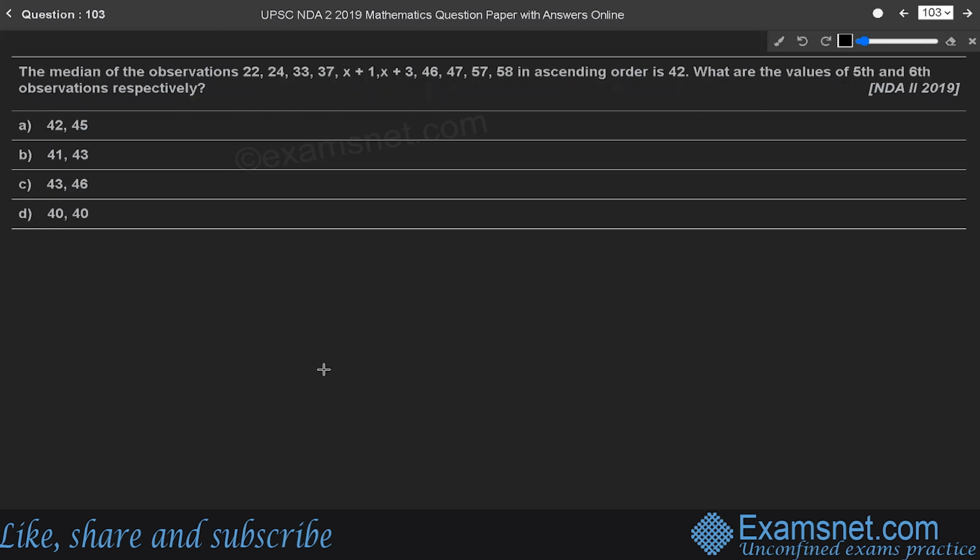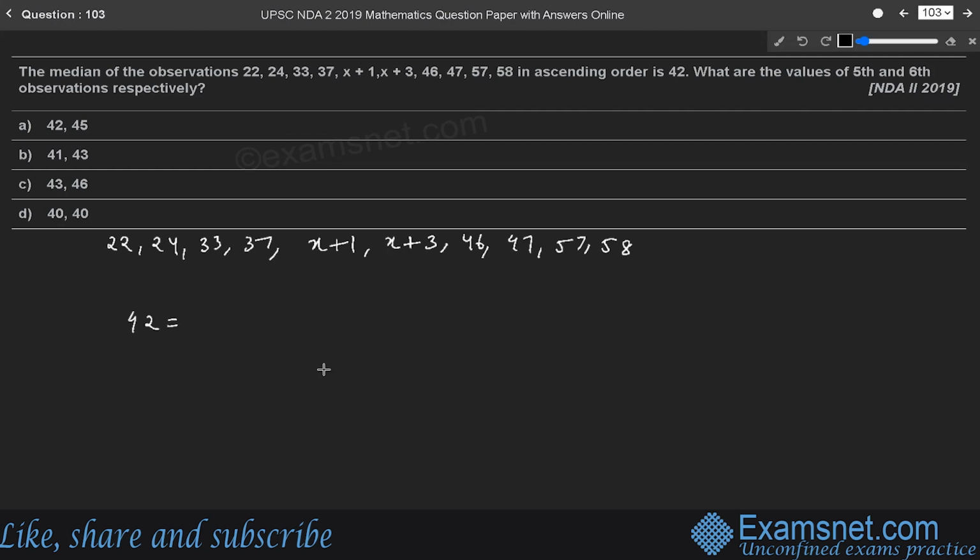The median of the observations 22, 24, 33, 37, x plus 1, x plus 3, 46, 47, 57 and 58 in ascending order is 42. What are the values of 5th and 6th observation respectively? So the data is given here: 22, 24, 33, 37, x plus 1, x plus 3, 46, 47, 57 and 58.